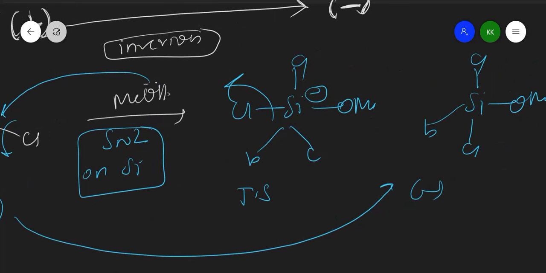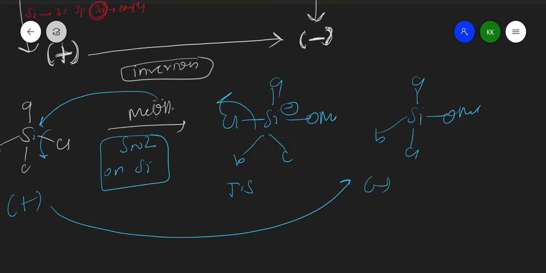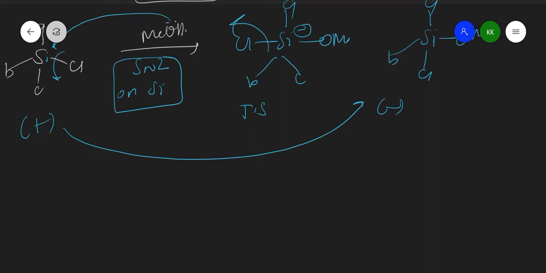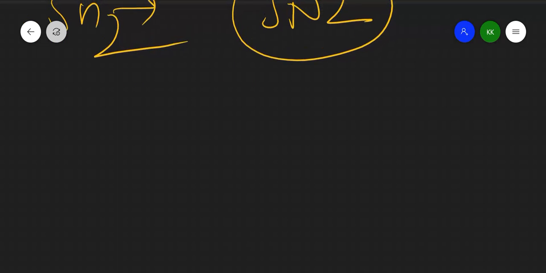Whenever you say SN2 reaction on silicon, there will be inversion in stereochemistry. You should remember these things. Even in SN2 you have studied inversion in stereochemistry, the same thing you have observed. These reactions they will ask in exams, so you need to remember them. Once you understand these things, let us move on to the next example.